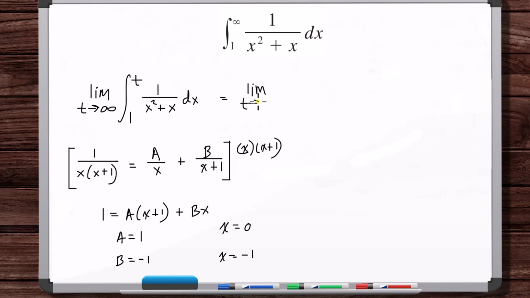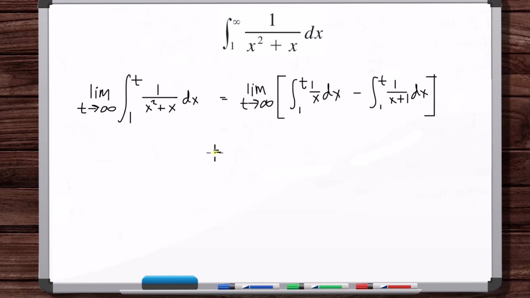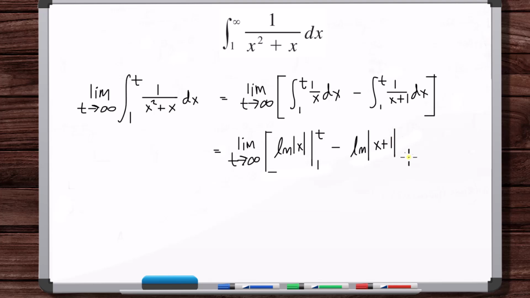the limit as t approaches infinity of natural log of the absolute value of x evaluated from 1 to t, minus natural log of the absolute value of x plus 1 evaluated from 1 to t.